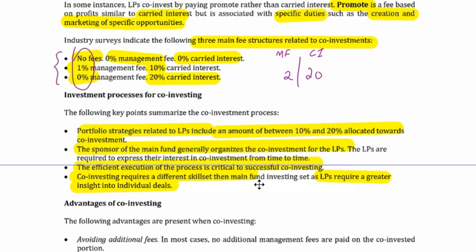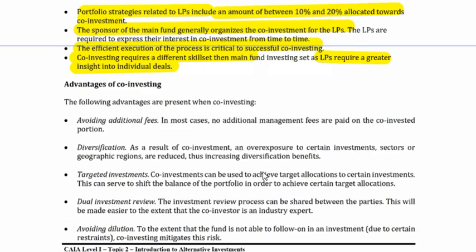Generally speaking, the LPs require greater insight into the individual deals, which will go where and how you place those particular deals. What are some advantages of co-investing? You avoid additional fees. Remember, we said in most cases no management fees are paid. You get a good amount of diversification, because you may be overexposed to a certain investment. You can now reduce that exposure by co-investing in investments that suit you better. Targeted investments, you can target investments that suit you.